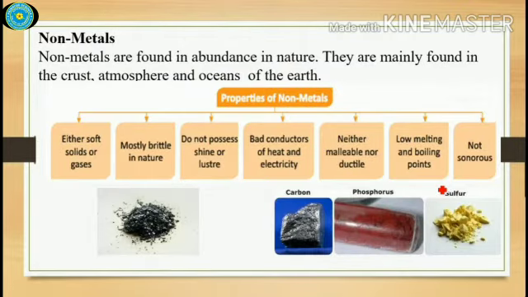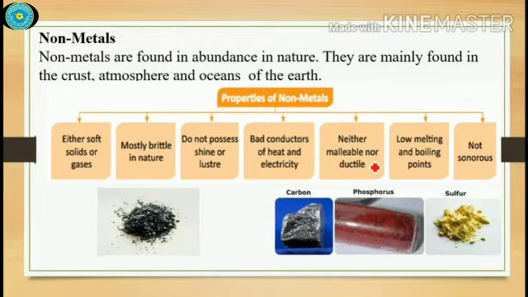Now we can see the properties of non-metals. Non-metals are found in abundance in nature. They are mainly found in the crust, atmosphere and oceans of the earth. Properties of non-metals. Non-metals are either soft solids or gases. They are mostly brittle in nature, that is, they can easily get powdered.